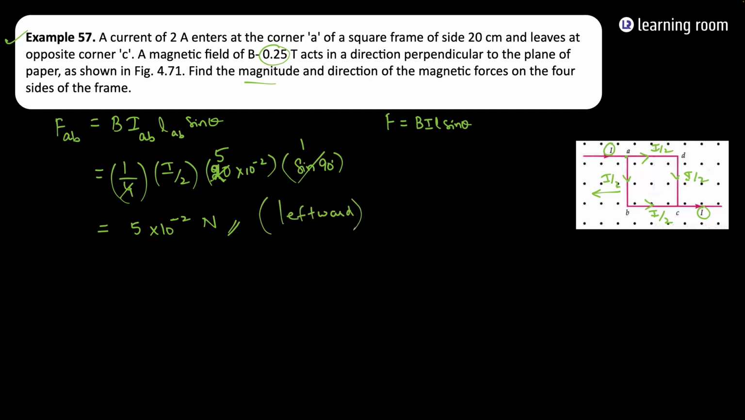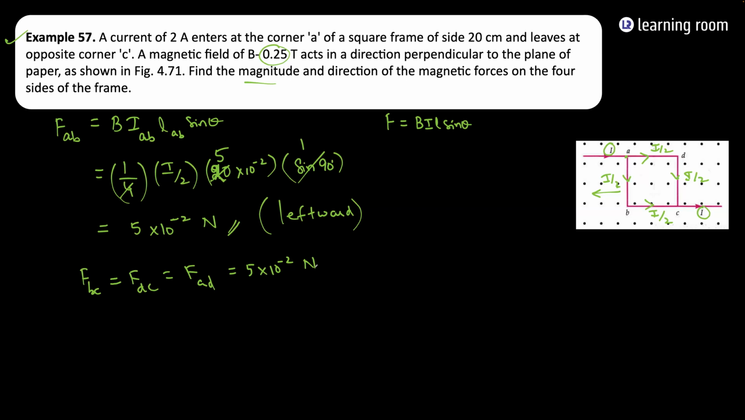Clear with this? So just to put it simple, the magnitude for everything will be the same because all these values are same. So from this, I can conclude FBC is equal to FDC is equal to FAD is equal to how much? 5 into 10 power minus 2 Newton only, but the only difference will come in terms of the direction of force. So can you tell me what is the direction of force experienced by AD?